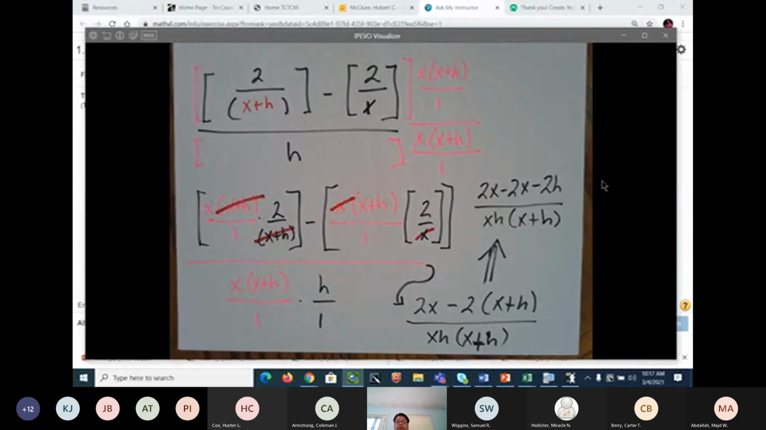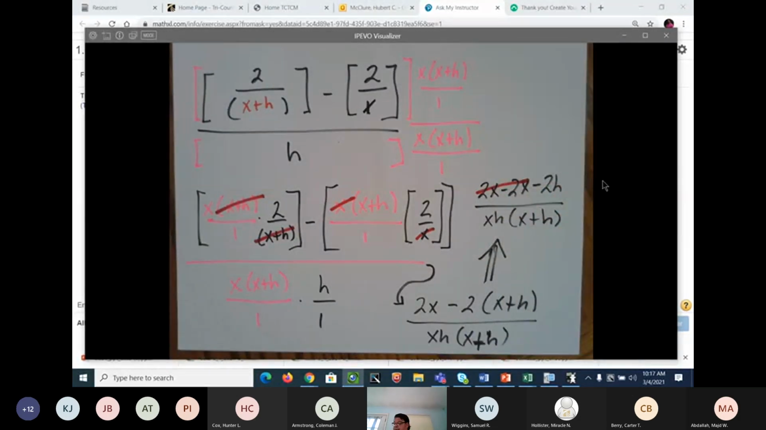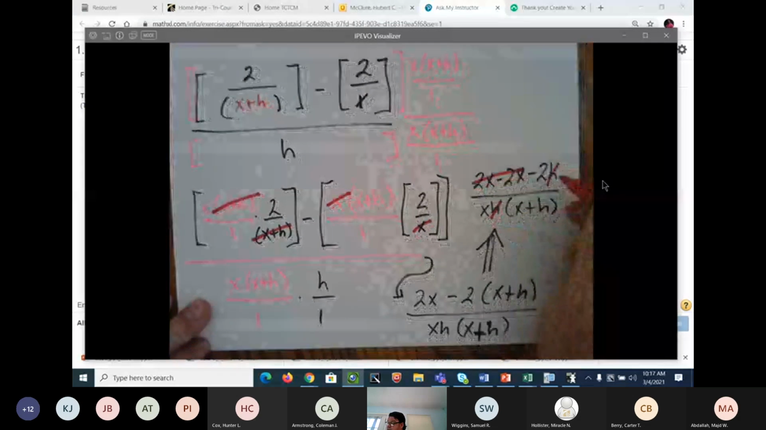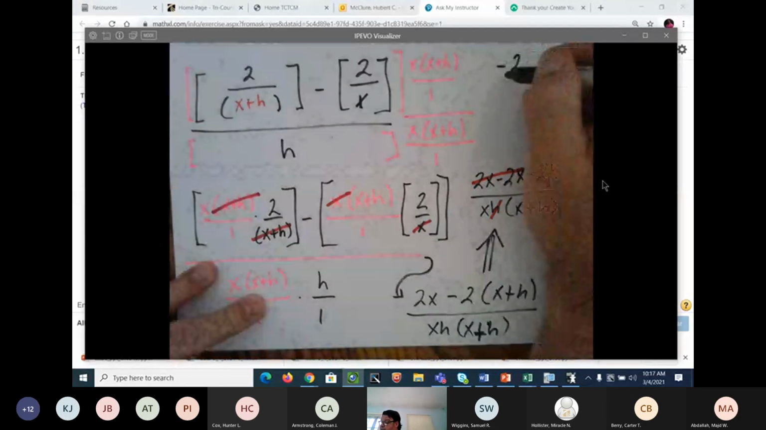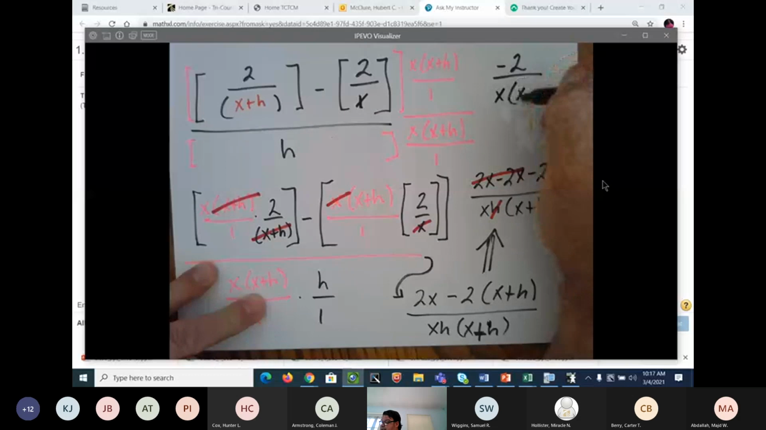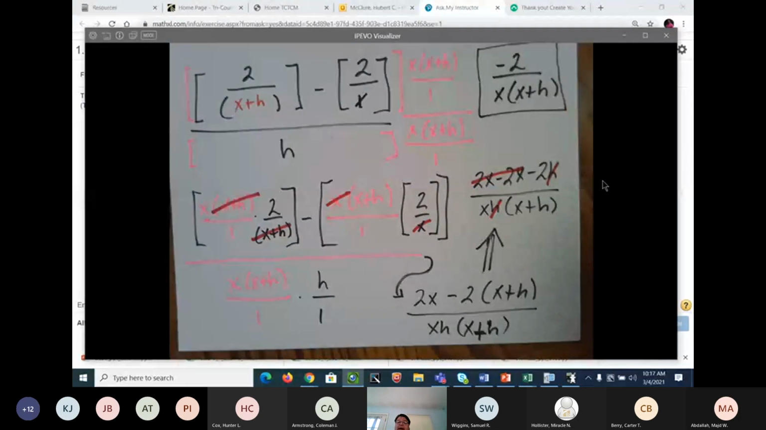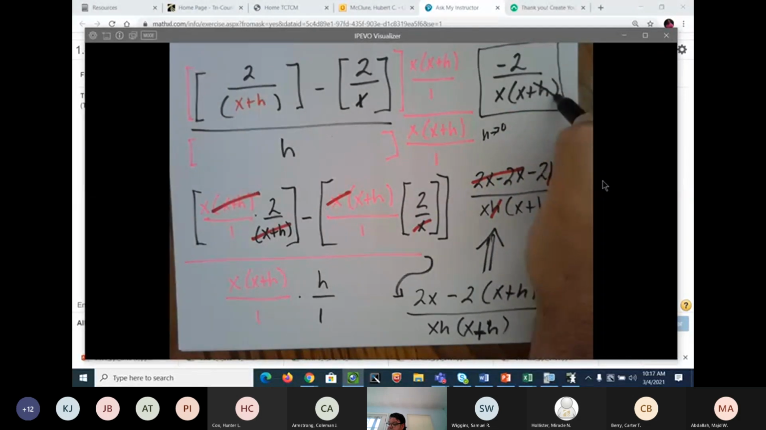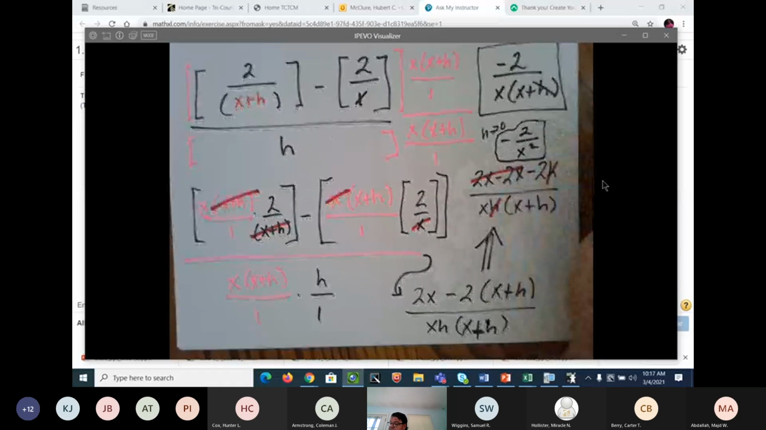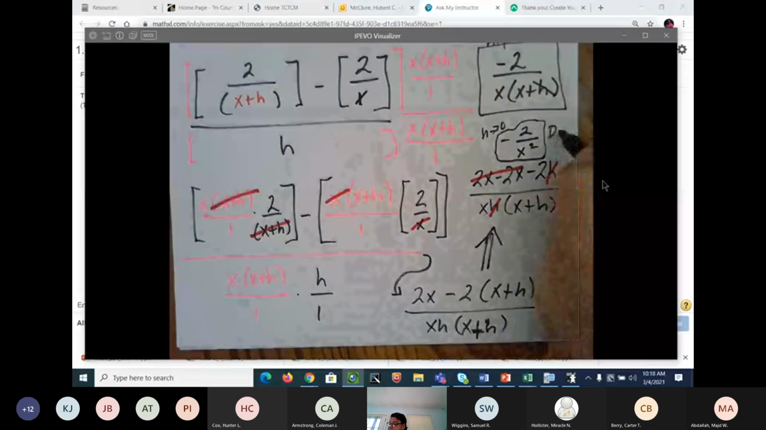And what cancels? The 2x's cancel, Hubert. And then that h cancels that h out. And algebraically, you're left with negative 2 over x times x plus h. Now that's your algebraic answer. When you apply a limit to that, limit as h approaches 0, that h goes out and you're left with negative 2 over what? And that is your derivative. So this is your algebraic answer. And this is your derivative.